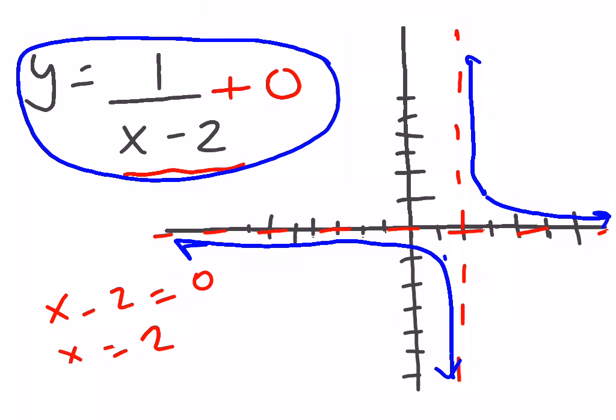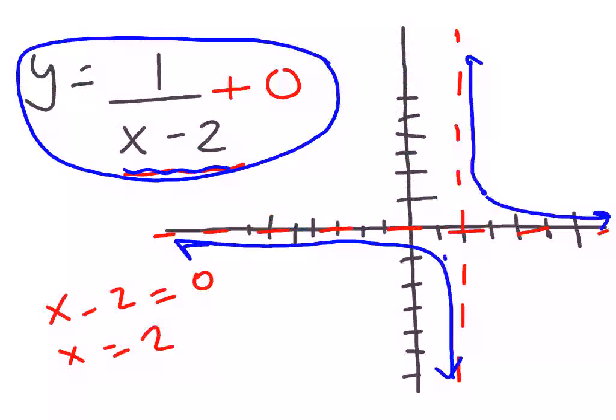So what are our shifts? Well, we know that we had to move over. This guy tells us our horizontal shift. So we moved to the right 2. Let me just write that down. Right 2. And up here we can see that we only had a plus 0, so there was no vertical shift.